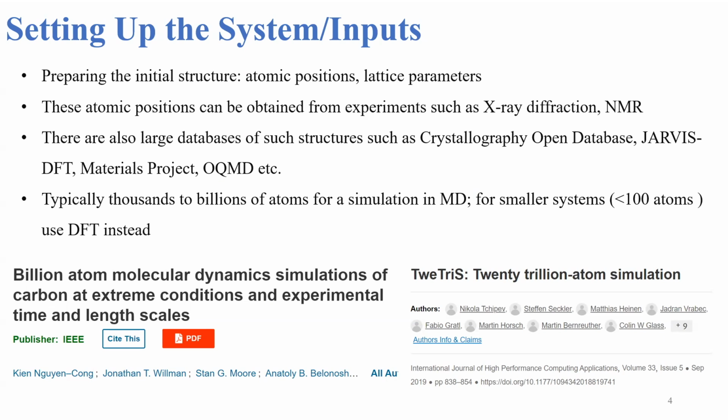And this is the difference from DFT: typically, you want to simulate thousands to billions or trillions of atoms in molecular dynamics. Especially if you have smaller systems, by which I mean fewer than 100 atoms, we want to use DFT instead of MD. So again, MD is mainly used for large-scale simulations.